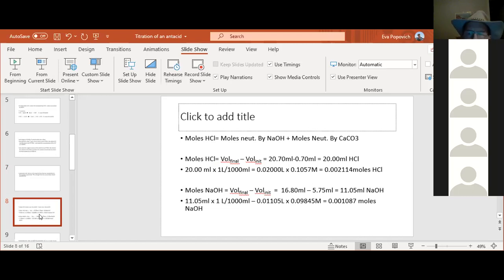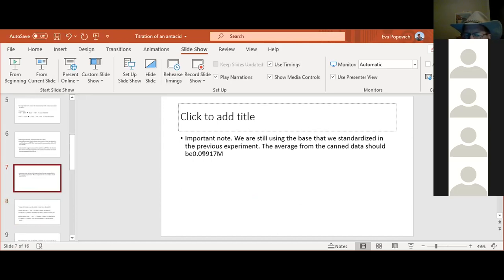Now, the NaOH that was used to neutralize some of that HCl, my original volume of that NaOH was 16.80. My final volume was 5.75. So I used 11.05 milliliters of NaOH. I multiplied that by 1 liter over 1,000, and that gave me 0.01105 liters. Multiplied that by, for right now, we're using this as a molarity of my NaOH. Understand when you do it, you are doing 0.09917.